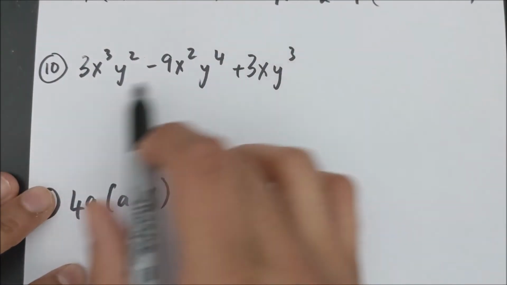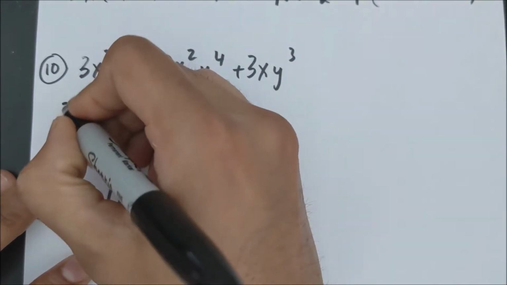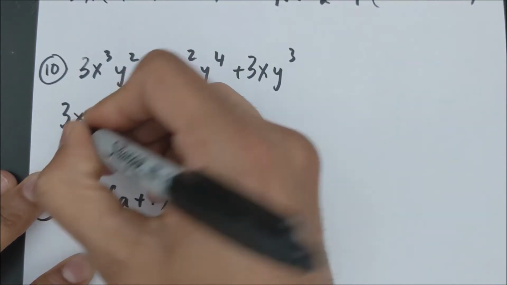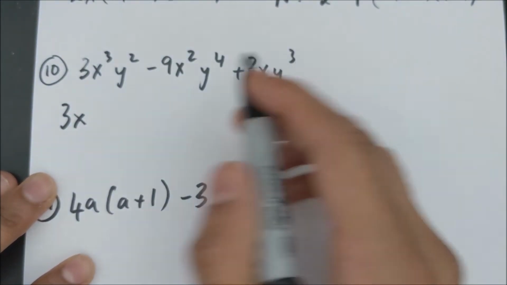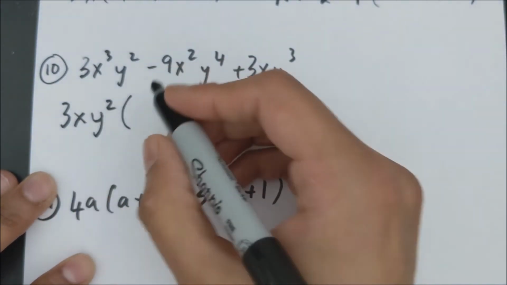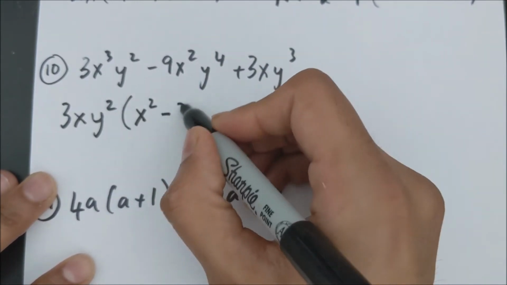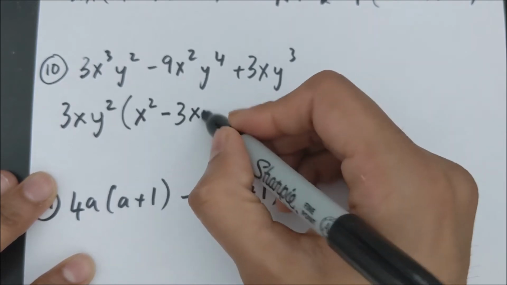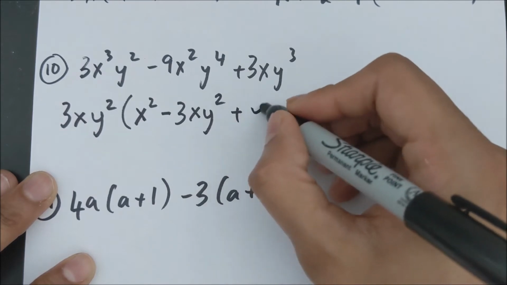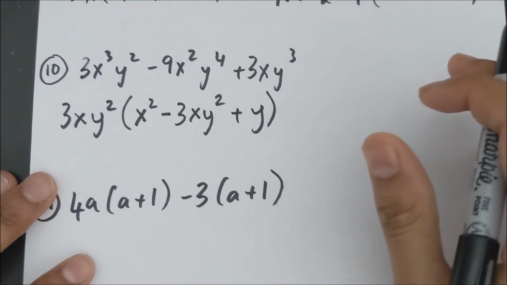Okay, let's go to number 10. This one I'm just looking for a common factor. I know I can divide all the numbers by 3. X cubed, x squared, x. I can take out an x. Y squared, y to the 4, y cubed. Can take out a y squared. Over here I'm just left with x squared minus 3xy squared plus y, and that's my final solution because that's not a regular trinomial, cannot be factored.